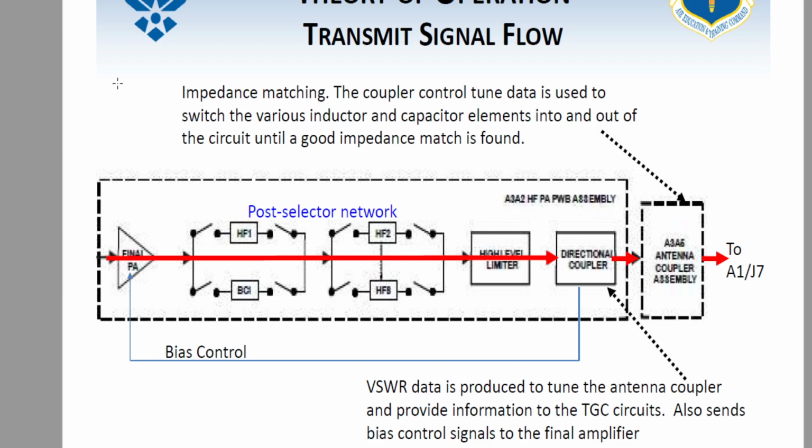So we'll talk about impedance matching next. That's the antenna coupler. But before we get to that, I want to talk about this directional coupler down here. So that's the VSWR data. That's voltage standing wave ratio data.